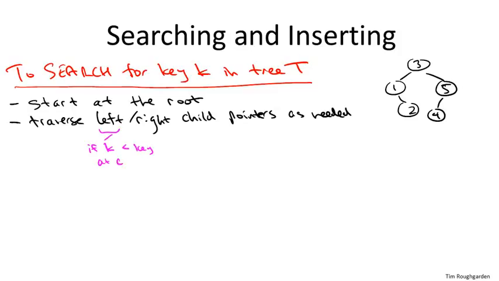So how can the search terminate? Well, it can terminate in one of two ways. First of all, you might find what you're looking for. So in this example, if you search for 4, you're going to traverse a right child pointer, then a left child pointer, and then boom, you're at the 4, and you return successfully.